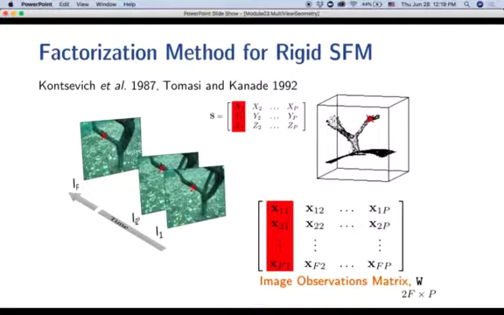Image observations. R is the rotation of the camera. Every frame has a different rotation. So R is 2f by 3. If it was a full R, it would have been 3f by 3, right? But because we have an orthographic model, we dropped the last row of R. So it's 2f by 3, where there are f frames.